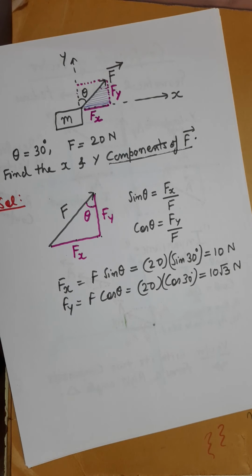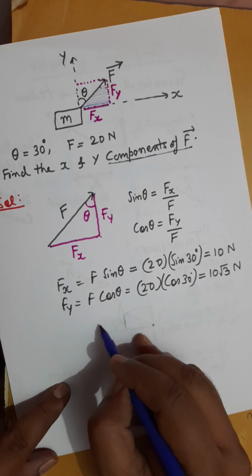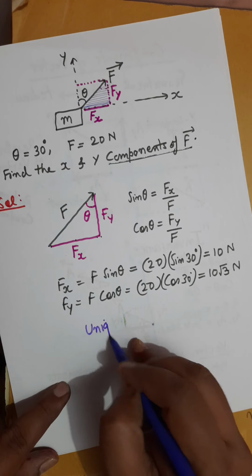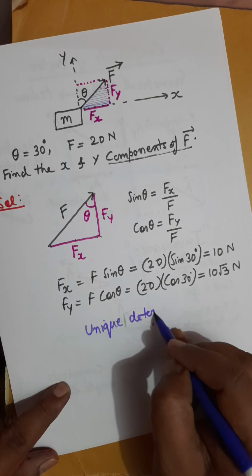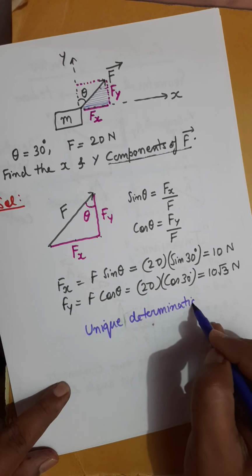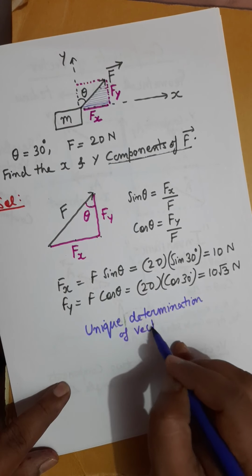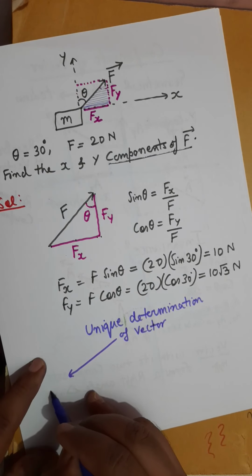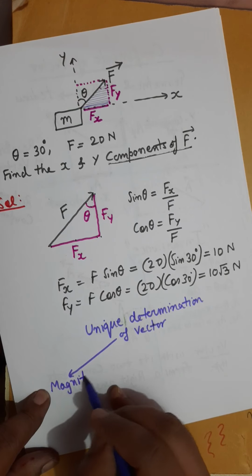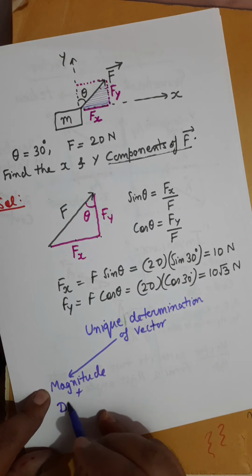Now the big question: what was the benefit and the purpose of doing all these activities? Why did we find the components of the vector? Now listen carefully. For the unique determination of a vector, it requires two things. One, you should tell the magnitude of the vector, and you should tell the direction of the vector.